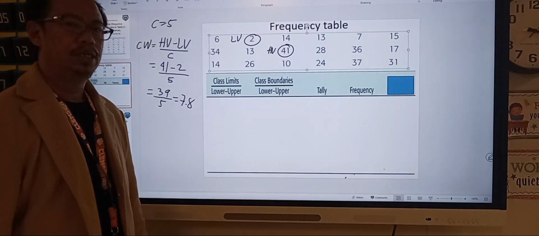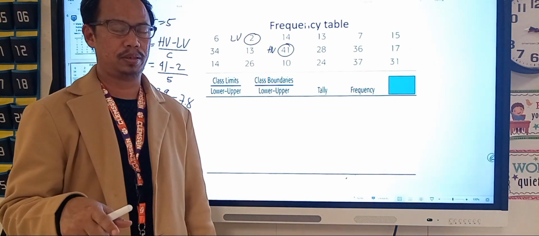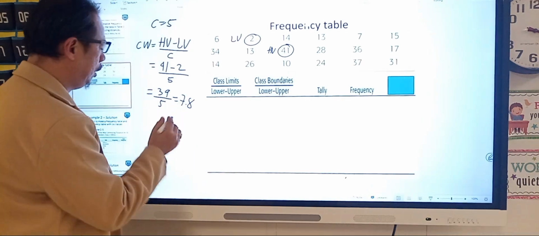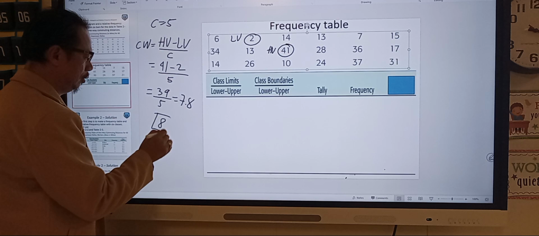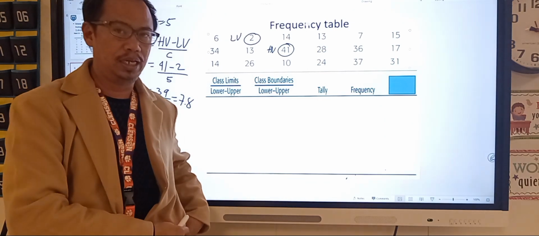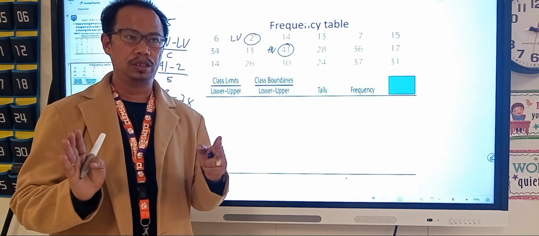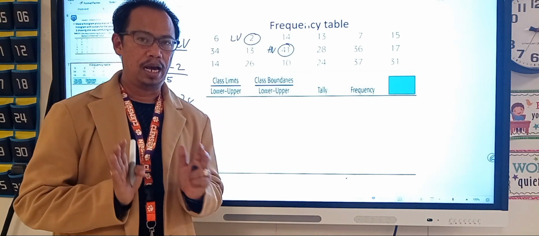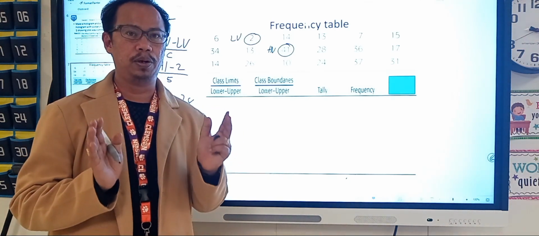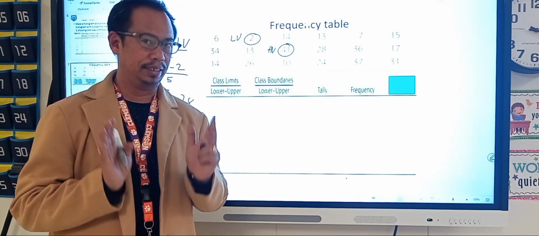As you can see, it is not an exact value. What you're going to do is make it a whole number. Once you got 0.45 and above, you add 1. So this will be 8. The value now will be 8 here, meaning the class width is 8. The class width will give us the data range of each row of the class limit. Again, the class width is the data range for each row of class limit.